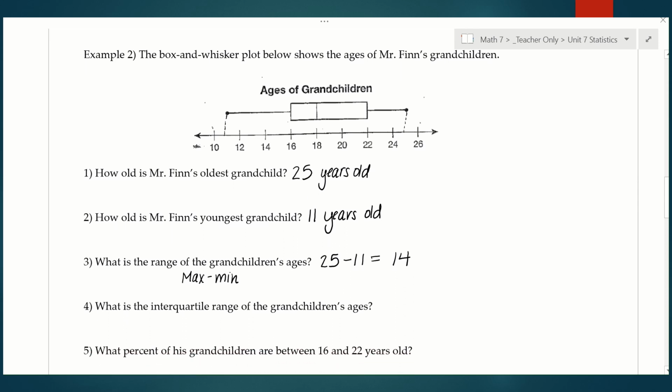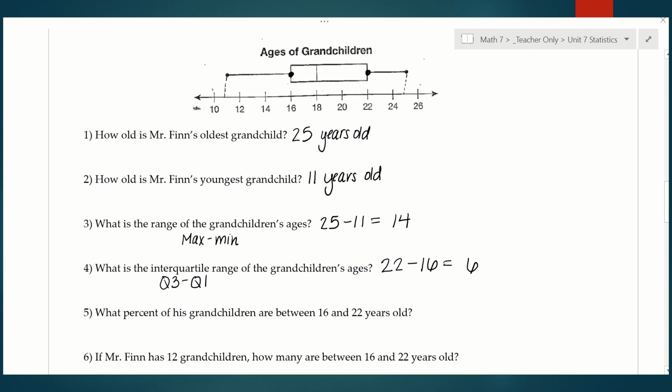What is the interquartile range of the grandchildren's ages? Okay, so to find the interquartile range, we take the third quartile minus the first quartile. So the third quartile, remember, is the end of our box, which in this case would be 22. And the first quartile is the beginning of our box, which is 16. And so the interquartile range would be 6.